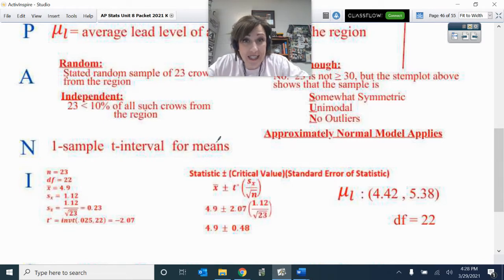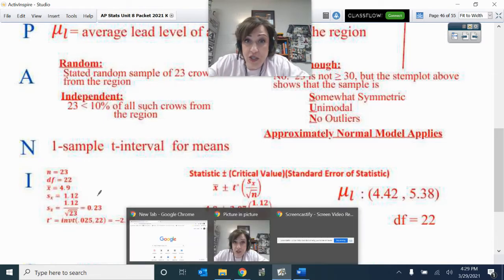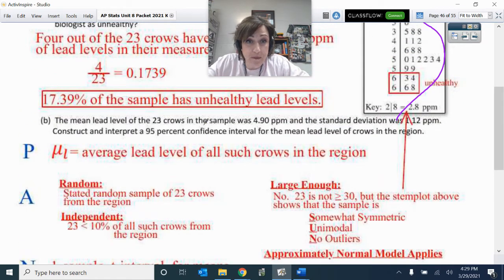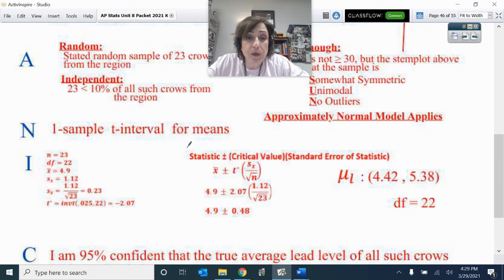Now, technically, you can do the T test, or T interval, in your calculator. Okay? So, technically you can do that. I want you to, because I'm just a meanie, do these one sample problems by hand. So this interval, here's how you do that. We were told that the sample mean was 4.9 parts per million and a standard deviation of 1.12 parts per million. So remember how to make an interval.